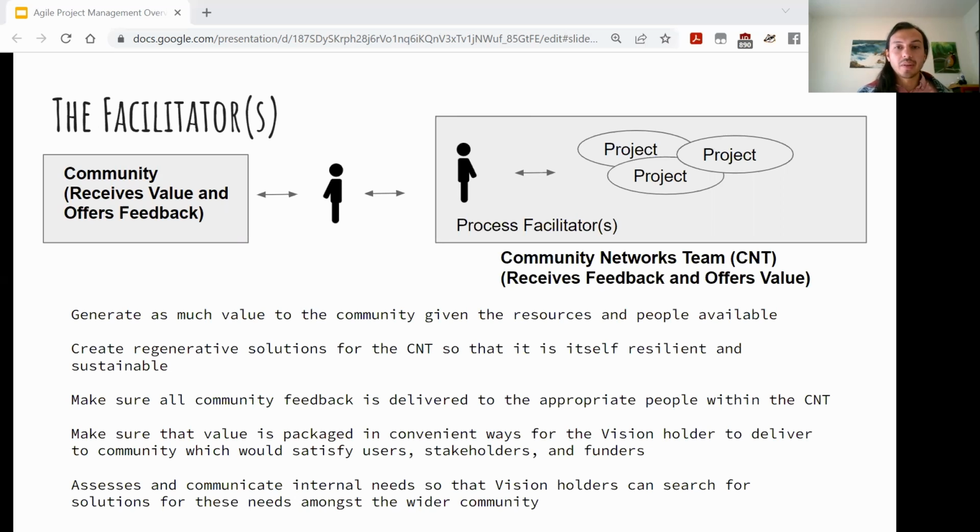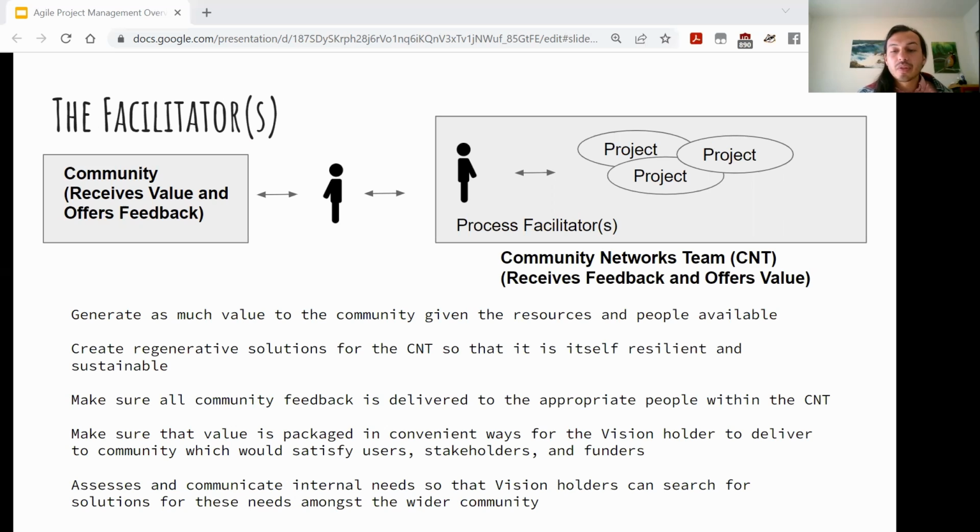The process facilitator receives the feedback from the vision holders and relays this feedback in a way that will inspire project leaders to invent solutions, and then assists the project leaders to produce solutions which are easy for the vision holder to share with the wider community. The process facilitator remains sensitive to the material and spiritual needs of the teams and relays this to the vision holders so that solutions within the community can be found to keep the CNT thriving and generating value that they're inspired to create for the community.